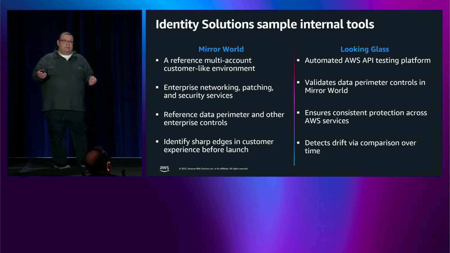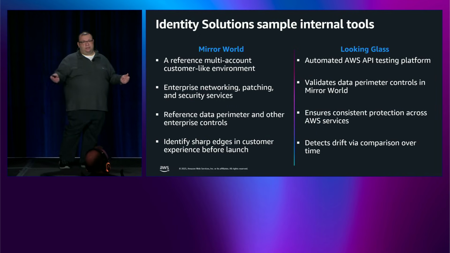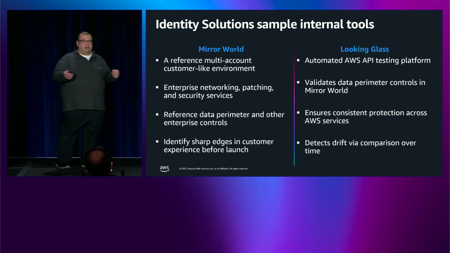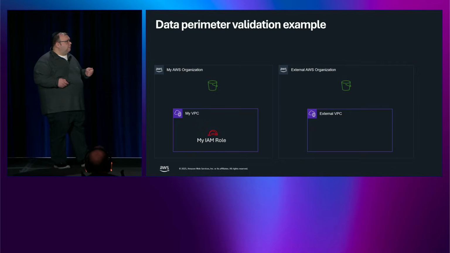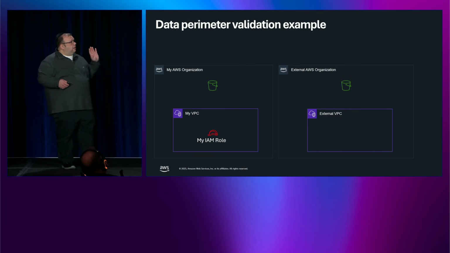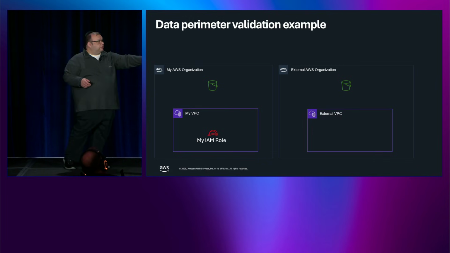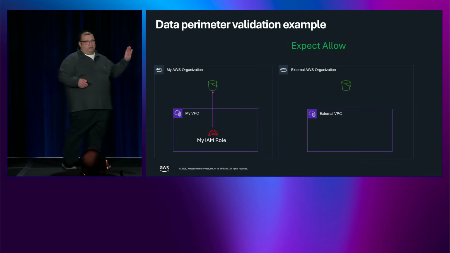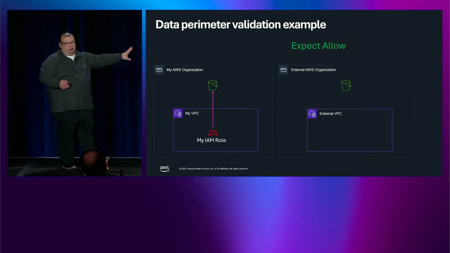And the nice thing is we also do this all the time, right? So we do this consistently so we could actually detect if there's any sort of drift in those controls. Now, just to give you a little bit of an example of what kind of testing we do. If I have these two environments, let's say my AWS organization on the left side, and then an external AWS organization on the right side, the only happy path is my credentials, my roles accessing my own resources, right? The expectation there is that it's allowed.